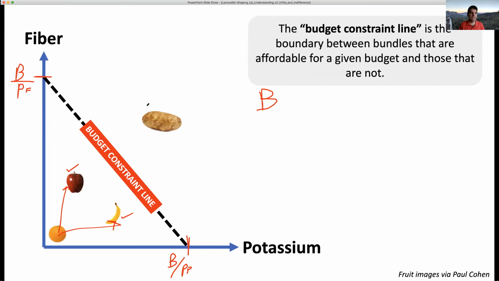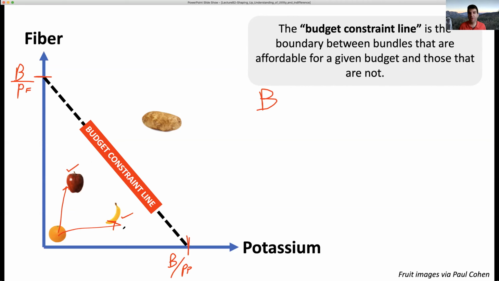Yeah, so what would happen here is if I didn't have the potato, my Pareto efficient set would be the apple and the banana. At the instant I introduce the potato, suddenly there is a movement available from the apple to the potato. That's a Pareto movement.